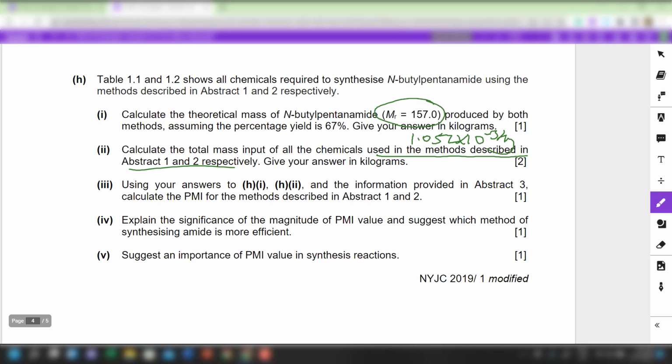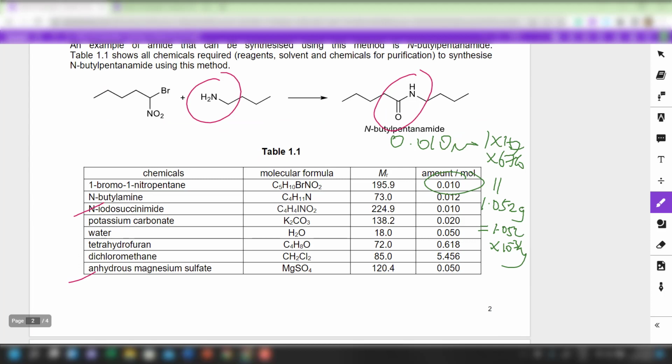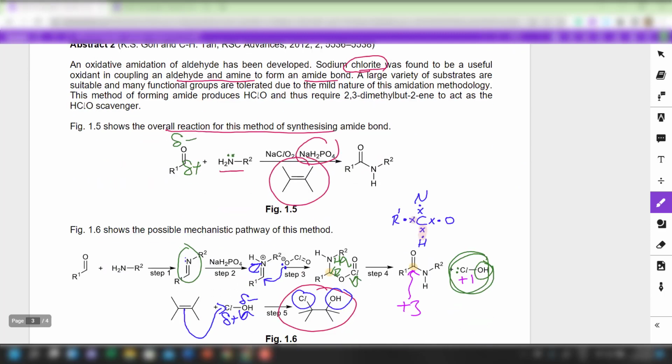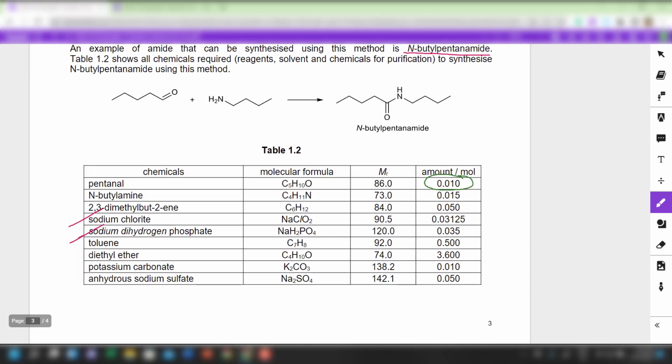Okay, so this is quite a silly exercise because what we need to do is just to calculate the amounts by the MR. One of the common mistakes made by the students is they forgot about the starting material, which is 1-bromo-1-nitropentane for abstract 1, as well as pentanal for abstract 2. So I'll leave it to you to punch your calculators and perform the necessary calculations.